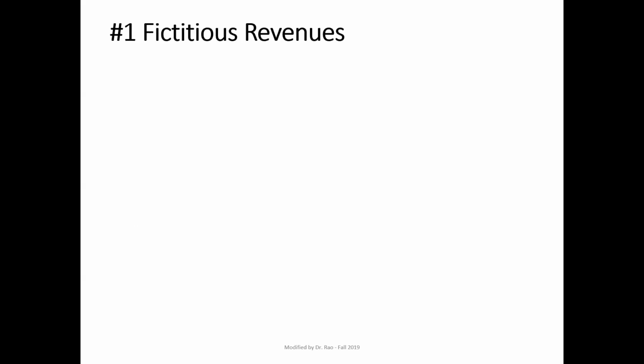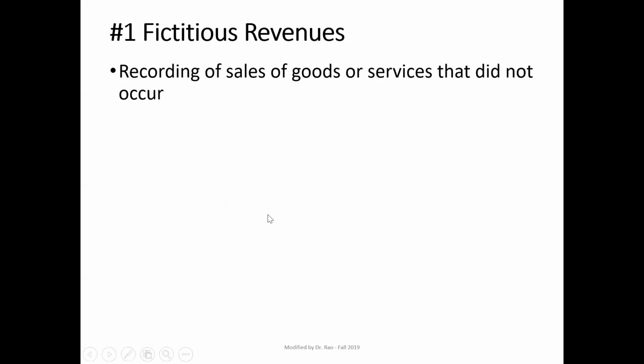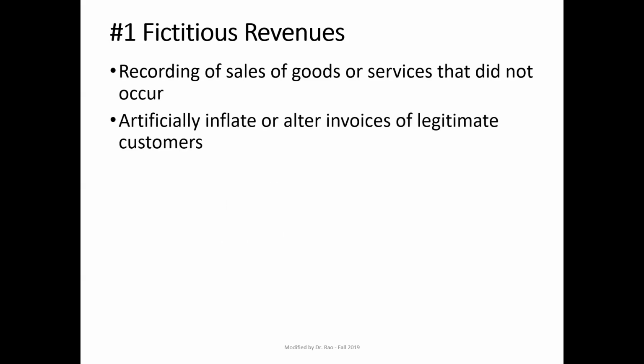So how can someone come up with fictitious revenues? Oh, well, quite easily. You record sales when goods or services were not delivered at all. Or you artificially inflate or alter invoices to legitimate customers. So you're faking those revenues. You're saying that instead of $1 million in revenues, you have $1.2 million in revenue. You inflated by 200,000. There is a customer, there was a sale, but the numbers have all been altered.